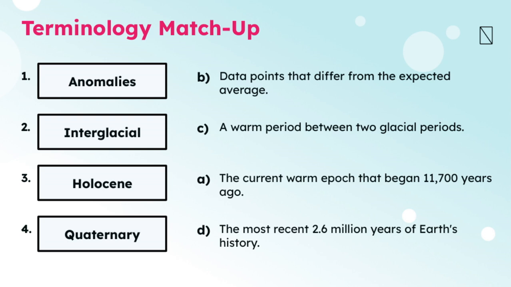Holocene matches with A. The current warm epoch that began 11,700 years ago. Quaternary matches with D. The most recent 2.6 million years of Earth's history. These definitions are useful because they help us talk accurately about climate change through time. A strong GCSE answer should be able to say that the Holocene is an interglacial period within the Quaternary.